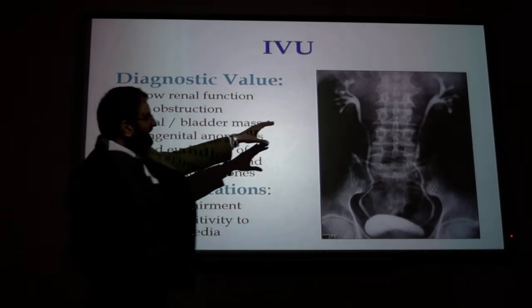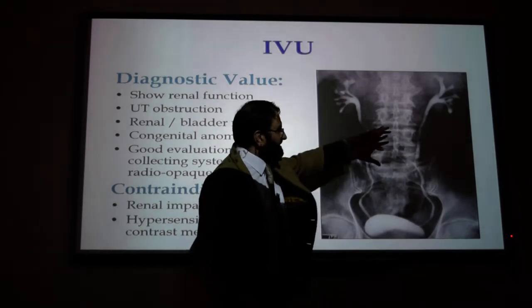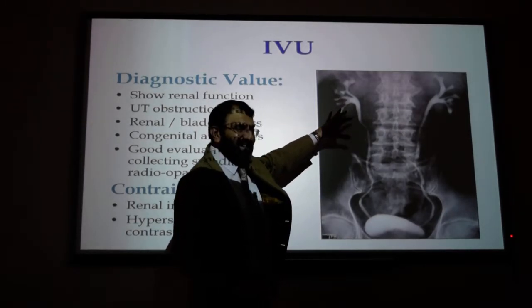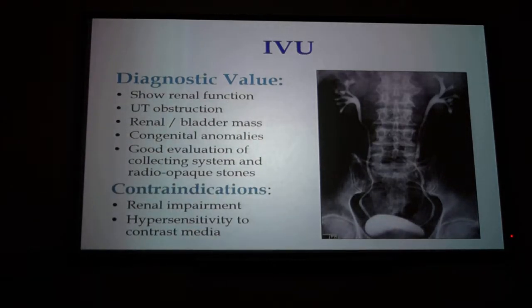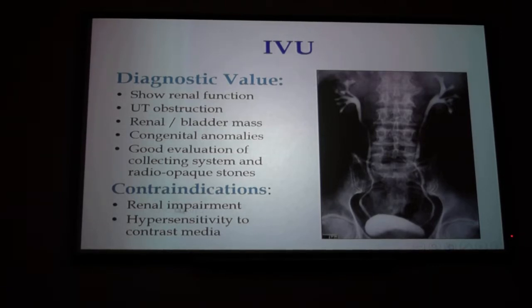So this is what you get. These are the normal calyceal system, upper, middle, lower pole calyces. This is the ureter and this is the urinary bladder. So this is what you get with IVU. As I said, you cannot do this with renal impairment, and in patients who are sensitive to contrast, the ones who are sensitive to iodine, because obviously iodine has its own reactions.